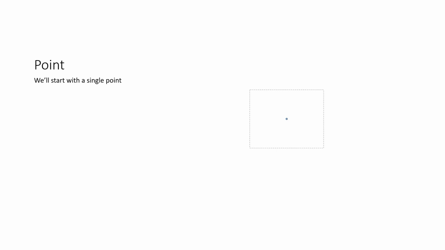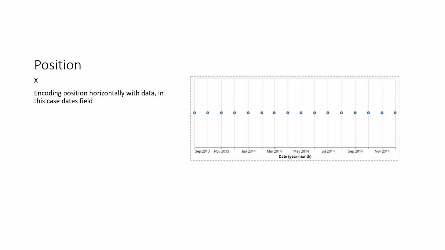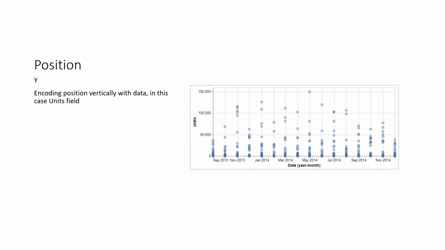And here we can start with a single point, right? So represented by an open or unfilled circle. And then we're going to encode the position horizontally with data. In this case, we're using a dates field to record horizontally. And then using another dimension, I'm going to encode again the marks by position using a values field. And some tools provide ability to encode position with angle and depth values or geoencoding as well.